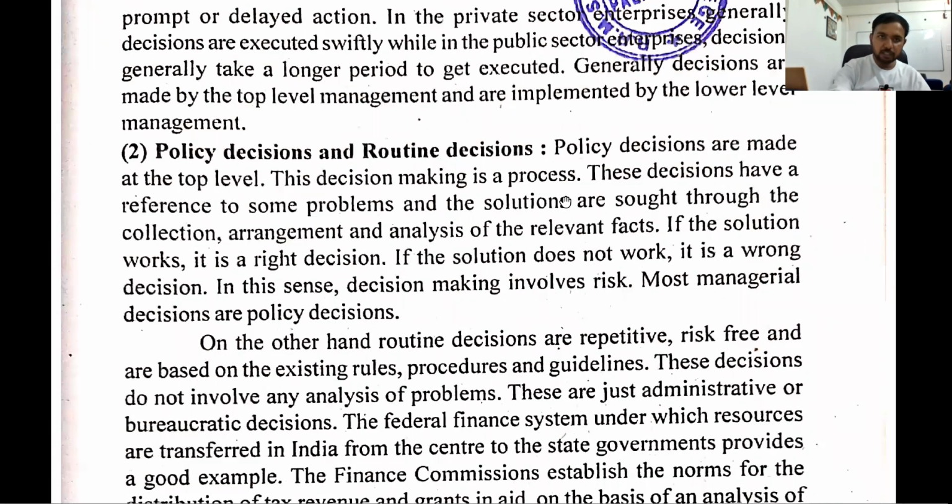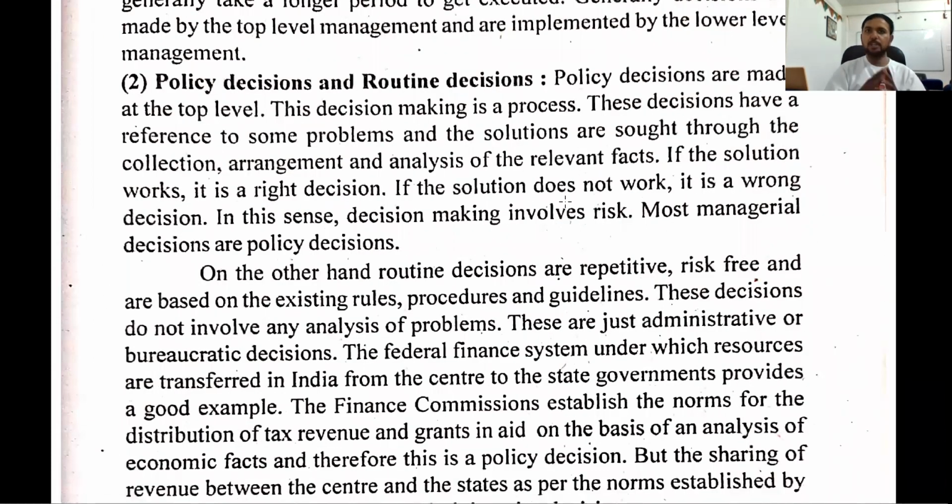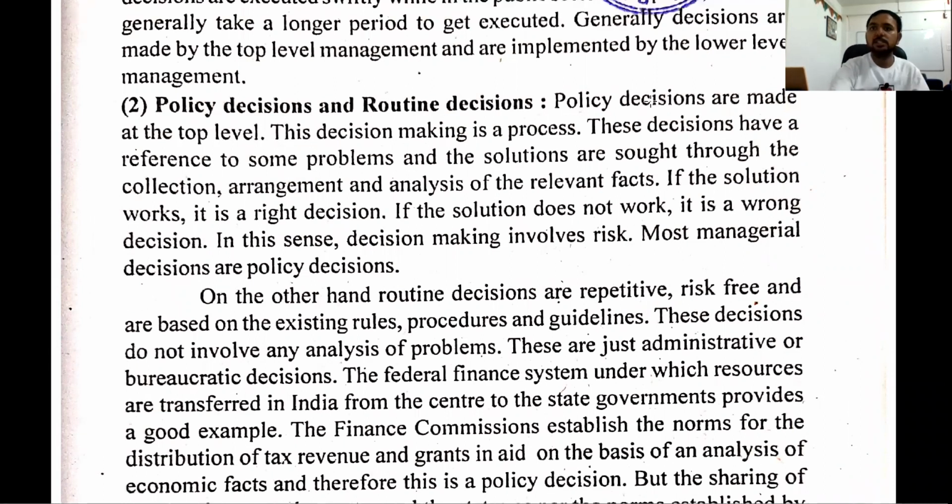Next point that we have on the screen is policy decisions and routine decisions. We also need to make such a policy that works for us, and we can repeatedly use those policies. Let's read what is written on this screen. Policy decisions are made at a top level. All the policies of the business can be prepared by the top level management, board of directors, CEO, all the members of the board of directors prepare the policies of the business.